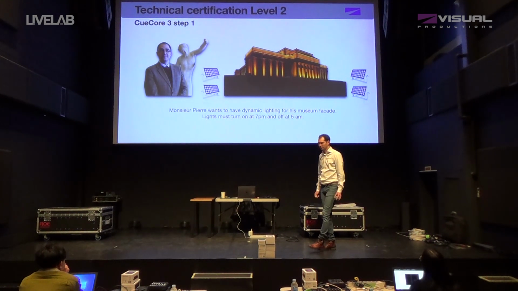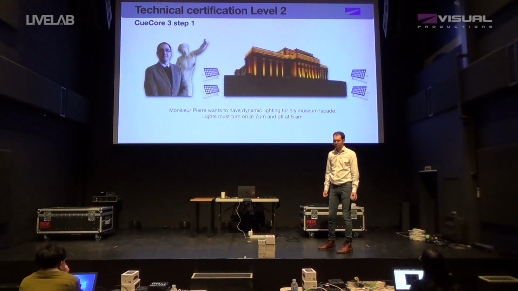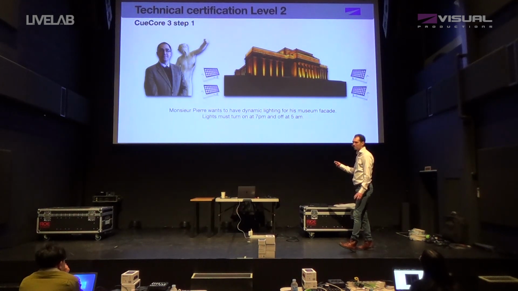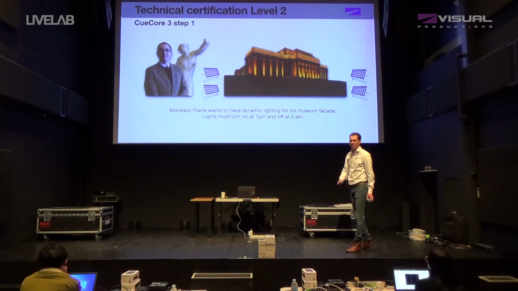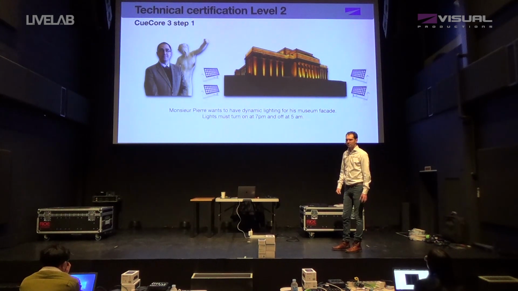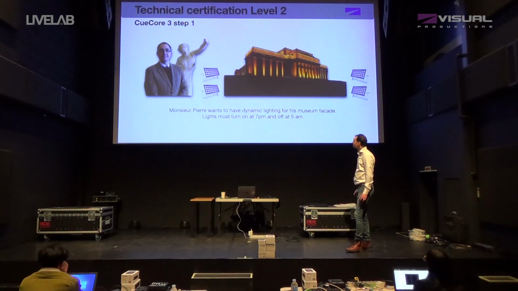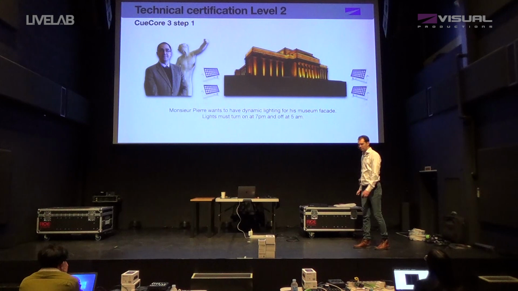뮤지엄 박물관 근처에 LED 조명을 넣는 아이디어가 재밌습니다. So what he wants, he would like to have a dynamic lighting on his museum facade, and the lighting turns on at 7 p.m. and goes off at 5 a.m. 이렇게 박물관 전반을 둘러서 다이나믹 라이팅을 하려고 하고 오후 7시에 조명이 켜지고 오전 5시에 이게 꺼지도록 설정하고 싶습니다.